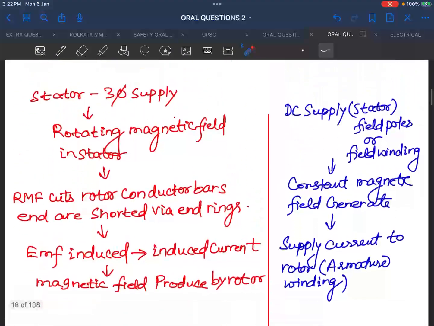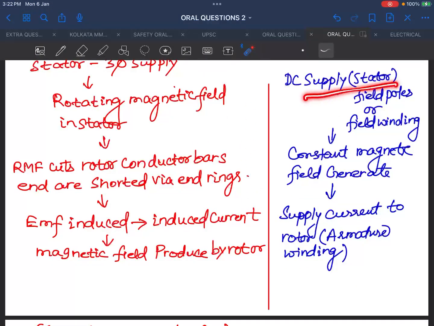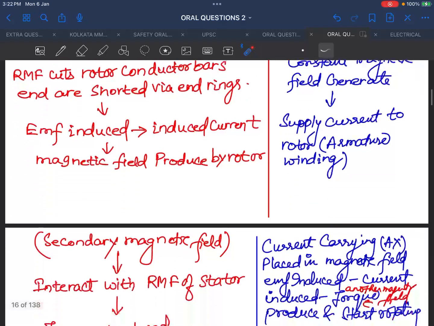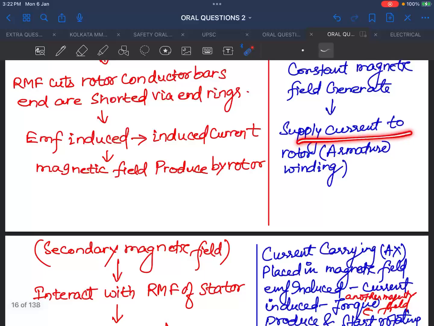But in the DC motor, what will happen? With DC supply, the stator field poles, which we also sometimes call field windings, get the supply. We give the supply to the field poles or field winding, whatever you call it. A constant magnetic field is generated, because we are giving DC. Then supply current goes to the rotor armature winding.